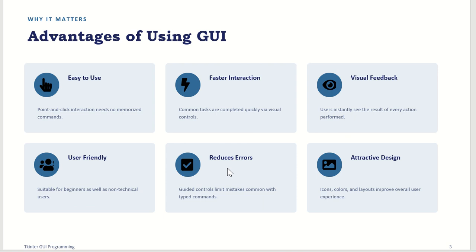So what are the advantages of using GUI? It's very easy to use as you have colorful buttons, menus, everything. You will get faster interaction because you don't need to understand the commands. You can visually check and execute all the commands, so you can interact easily. Visual feedback: the user instantly sees the results of every action performed. You can immediately check if something is wrong, whatever action you are performing, and if required you can make changes there.